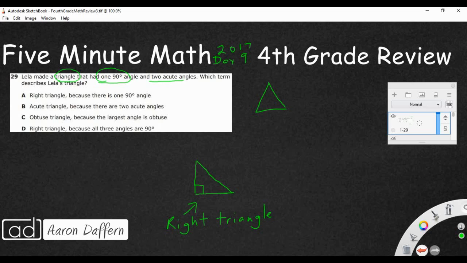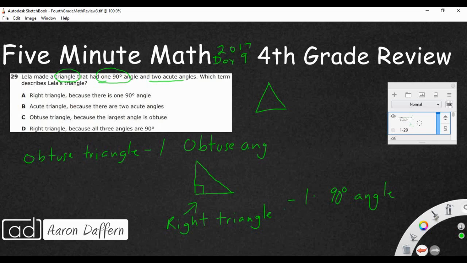So if you have a right triangle, that means you have one angle. So in this case, it's this one right here. That is exactly 90 degrees. So I'll put that right here. One 90-degree angle. If you ever look at an obtuse triangle, then that is going to have just one obtuse angle. So obtuse angles are angles that are greater than 90.